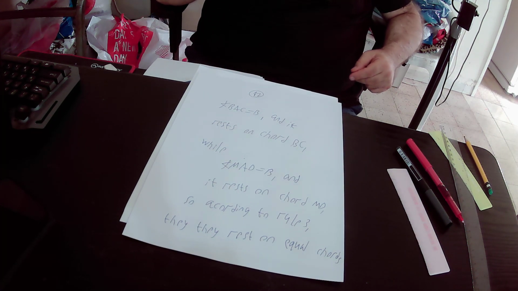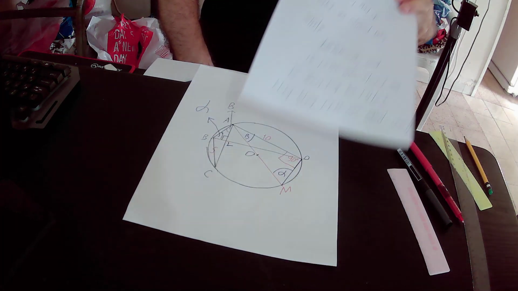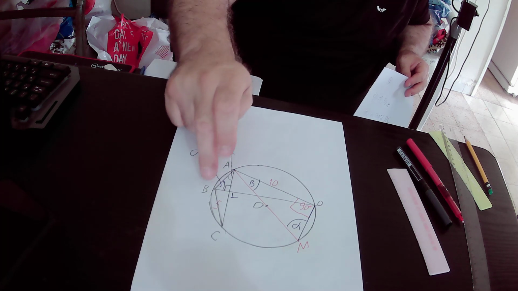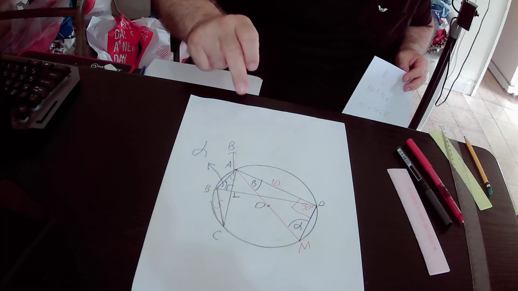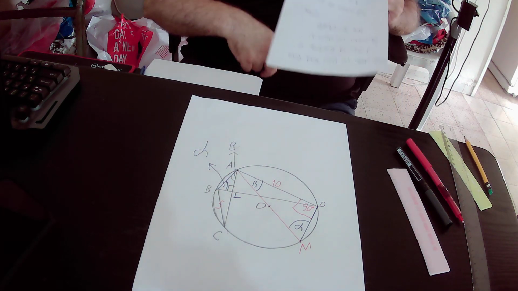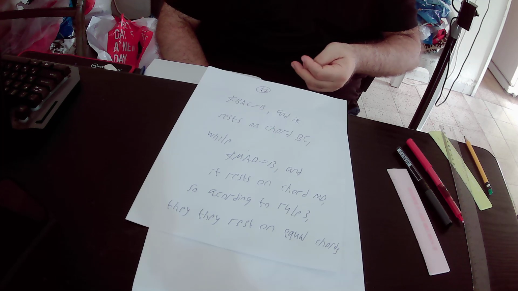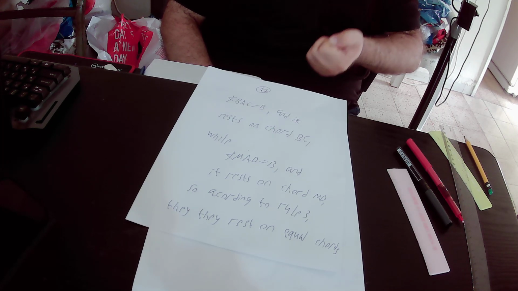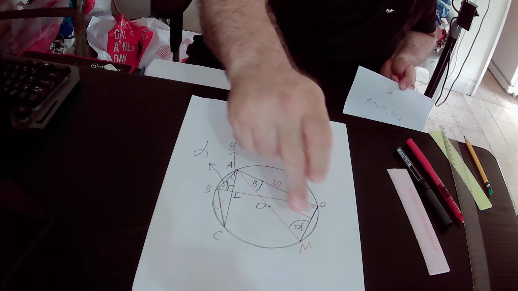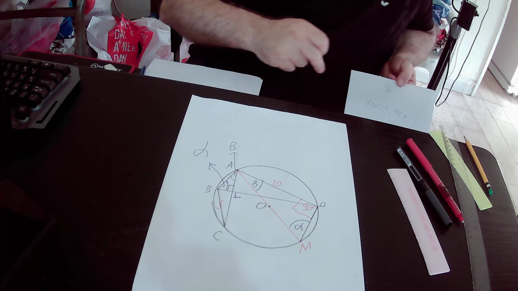Peripheral angle BAC equals beta and it rests on chord BC, while peripheral angle MAD, that also equals beta, rests on chord MD. Okay?